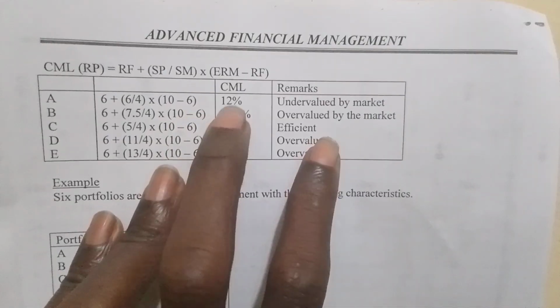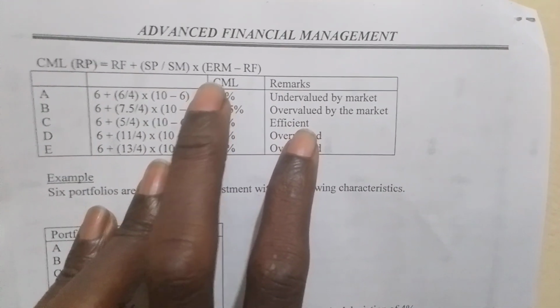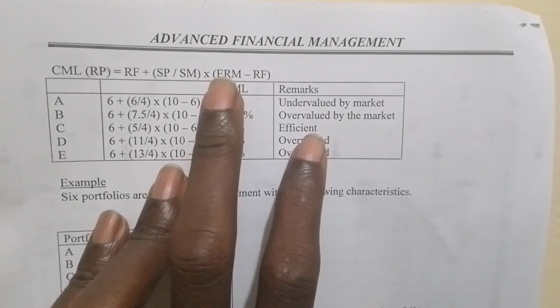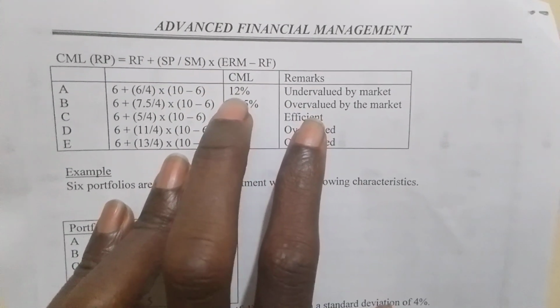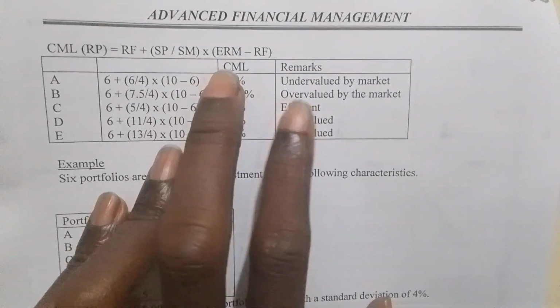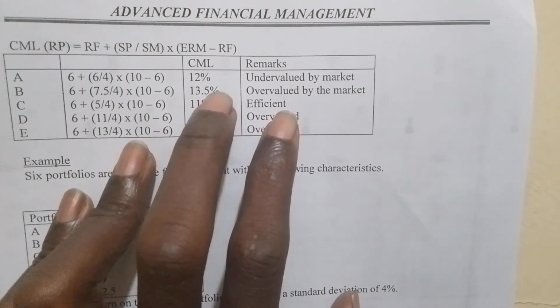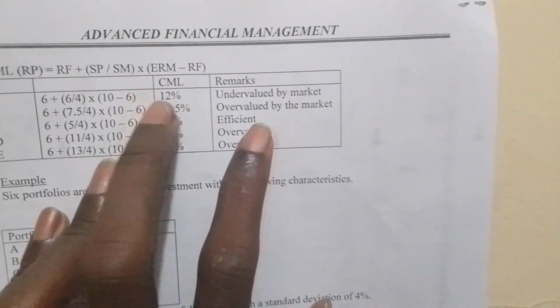So go back to the previous page where the question is, because you'll be comparing these expected returns which you have calculated using the capital market line with the expected returns by the market. If what you have calculated is the same as what is provided by the market, then that portfolio is correctly valued. But if it is less than or more than, then you'll be talking about either overvalued or undervalued.